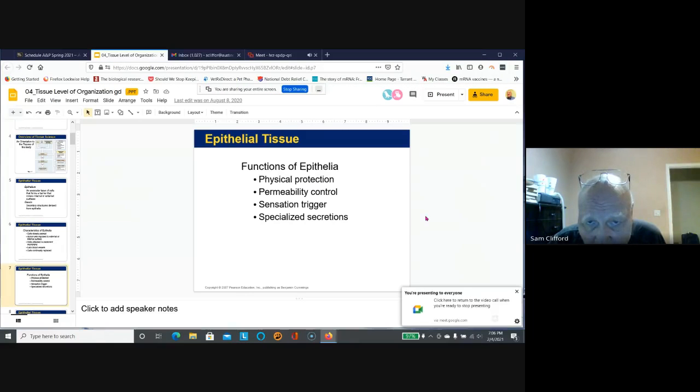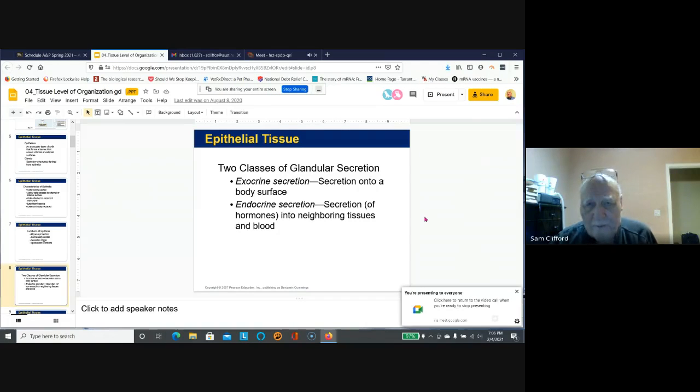Okay, so let's move on. Glands can secrete sweat and mucus, but endocrine secretions such as growth hormone, testosterone, and thyroid hormone are called endocrine, and those are secreted into the blood.